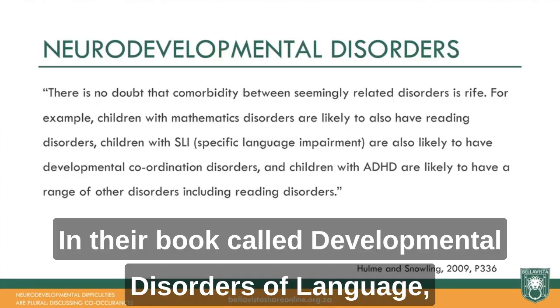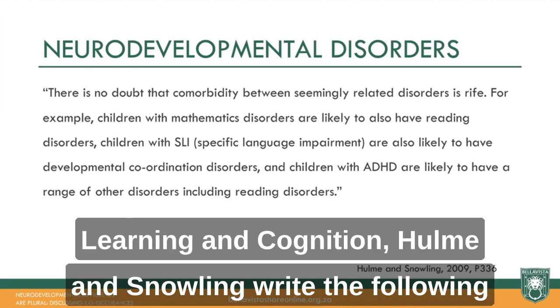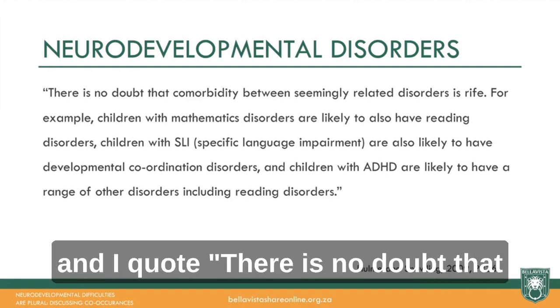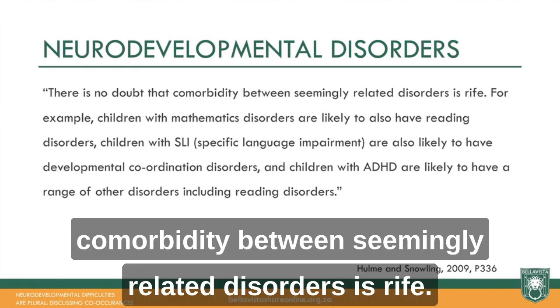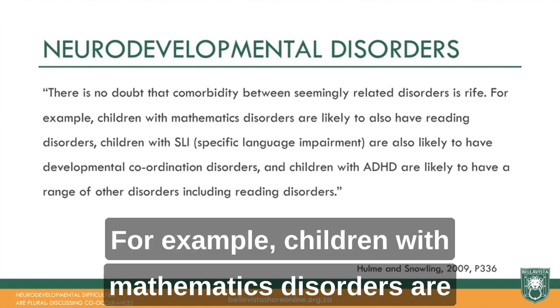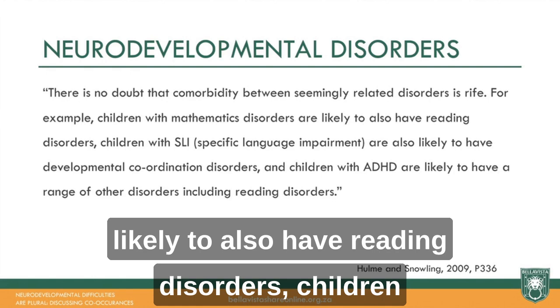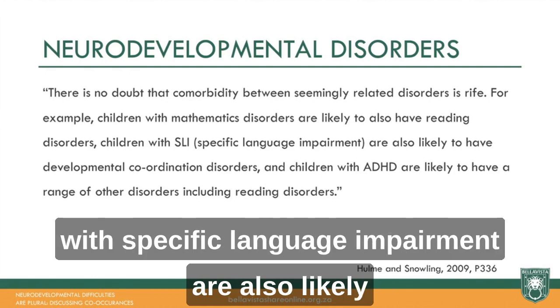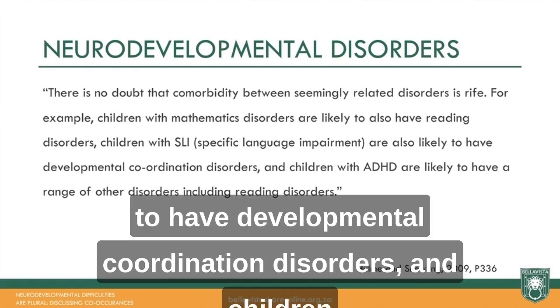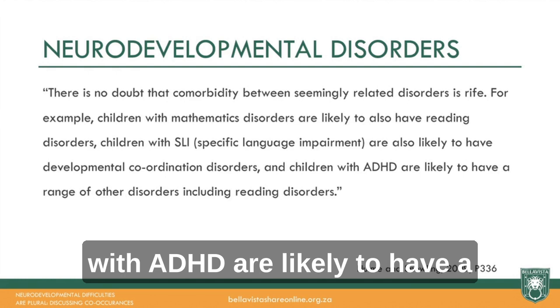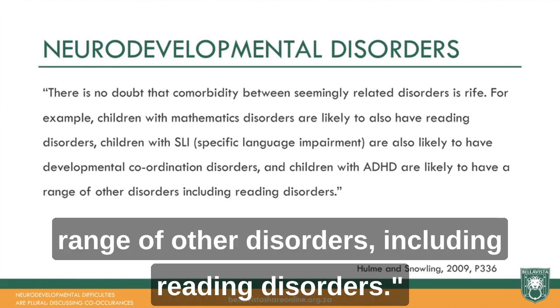In their book called Developmental Disorders of Language, Learning and Cognition, Hulme and Snowling write the following, and I quote, "There is no doubt that comorbidity between seemingly related disorders is rife. For example, children with mathematics disorders are likely to also have reading disorders. Children with specific language impairment are also likely to have developmental coordination disorders. And children with ADHD are likely to have a range of other disorders, including reading disorders."